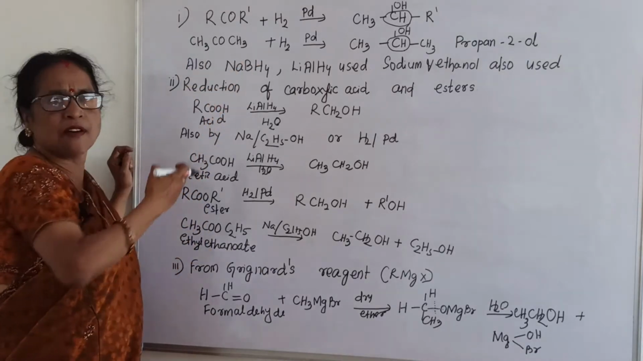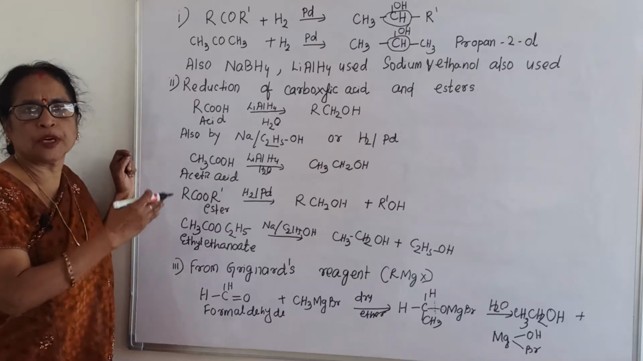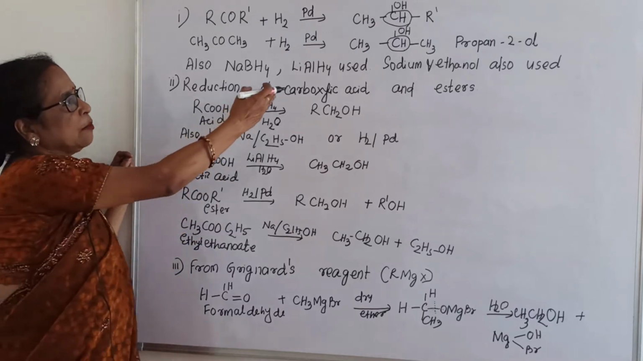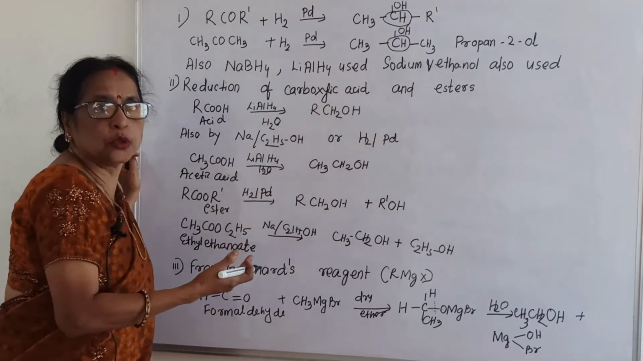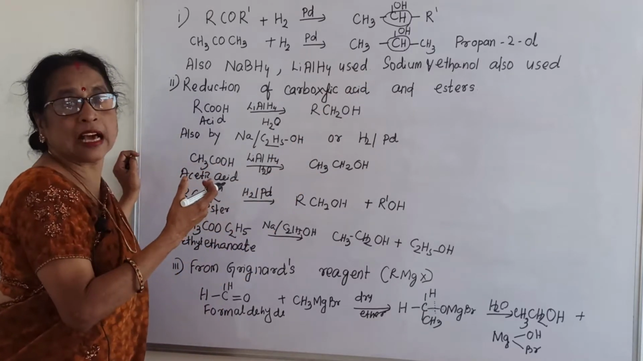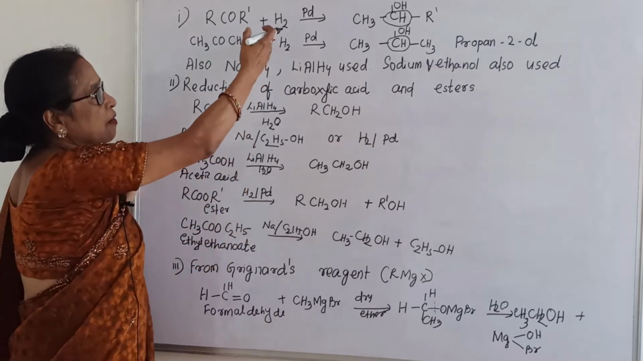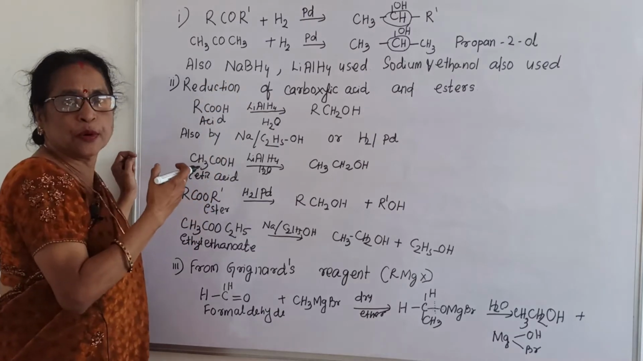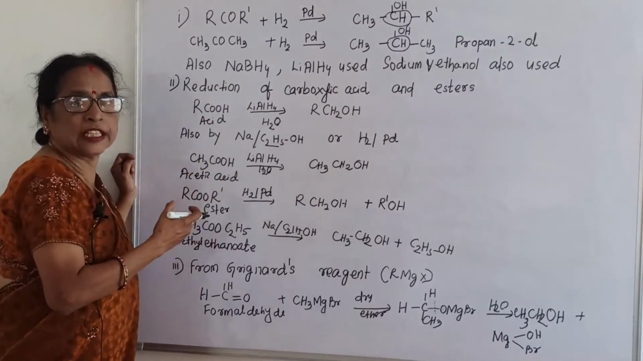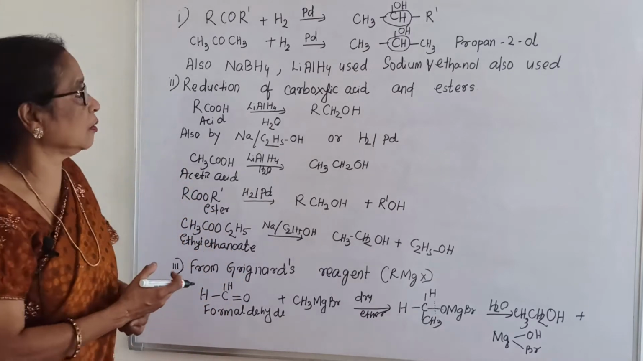Also, instead of hydrogen and palladium, you can use sodium borohydride, lithium aluminum hydride, and also you can use sodium and ethanol. What is ethanol? Ethyl alcohol. Remember, instead of hydrogen and palladium, you can take sodium borohydride, lithium aluminum hydride, and sodium with alcohol.